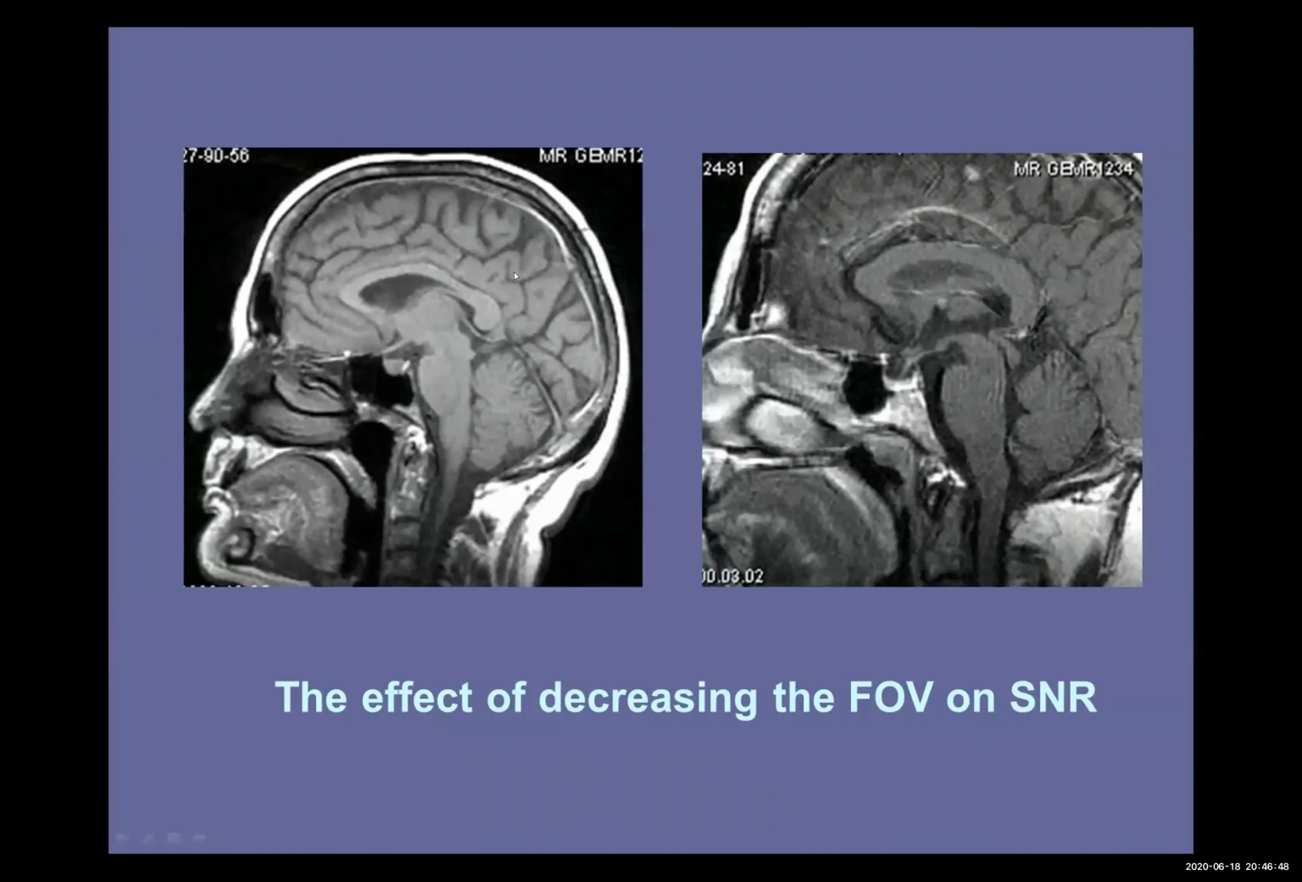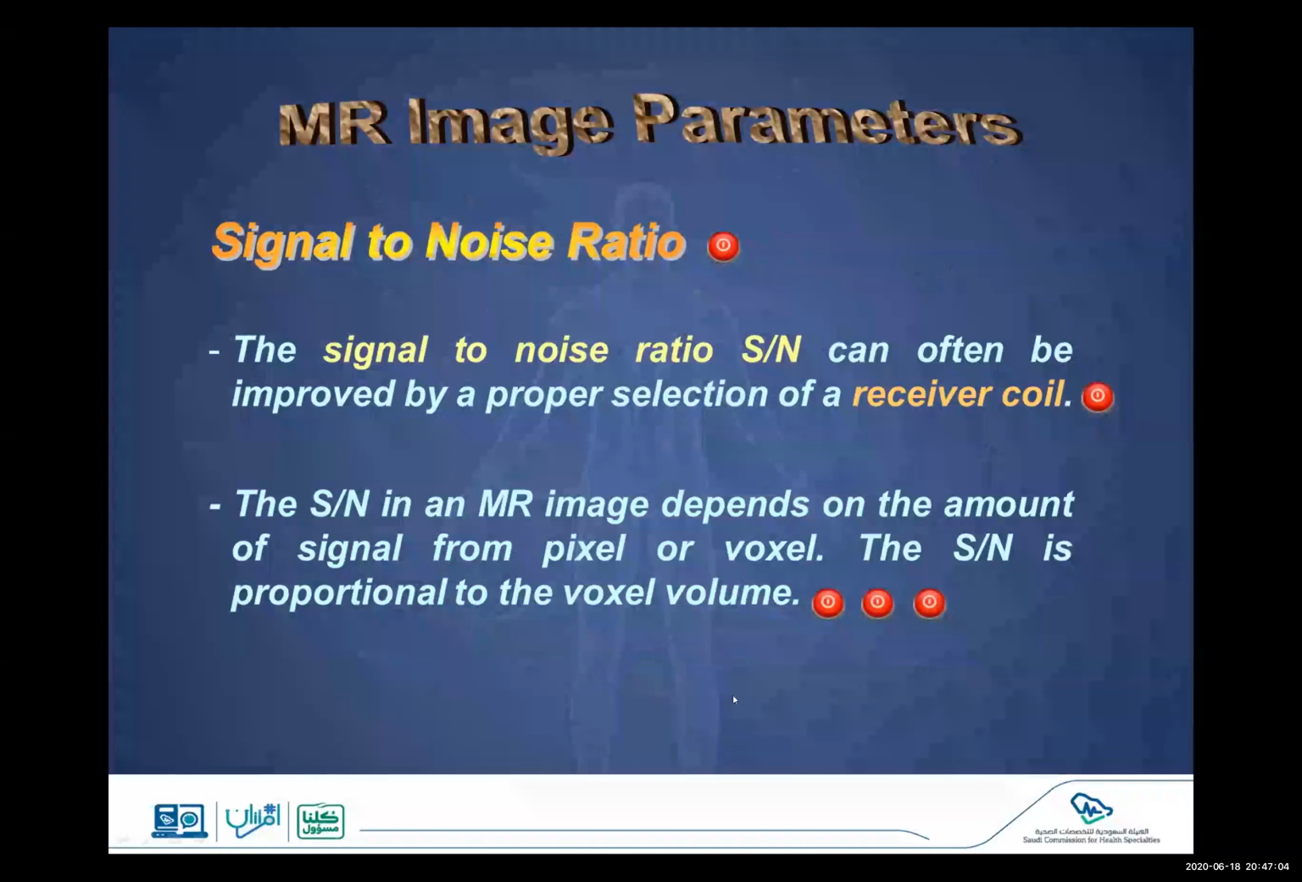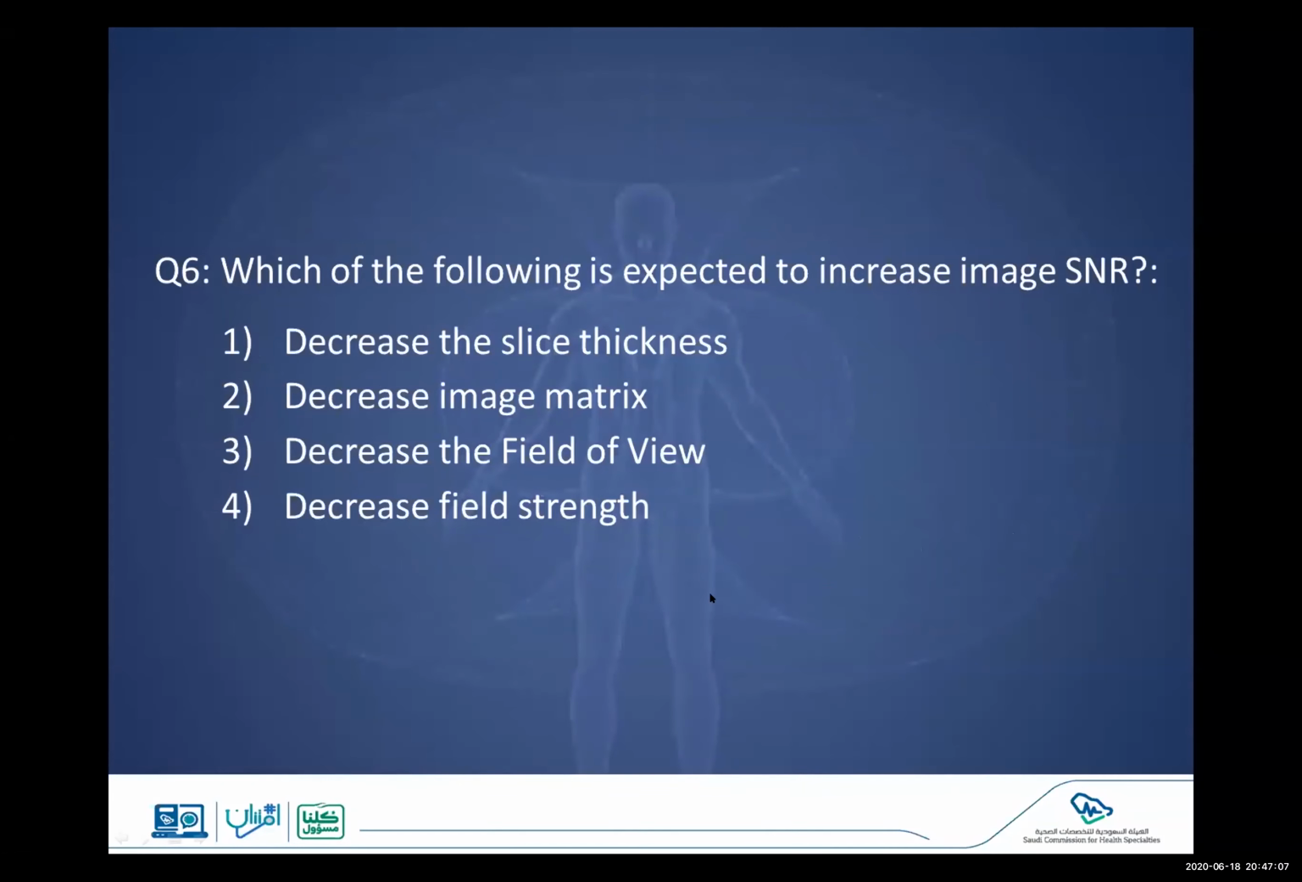So this is an example of the brain with a large field of view, and this is a brain with a smaller field of view. As you can see, those white dots are the noise that we are mentioning. The smaller the field of view, you will have more and more white dots, which is what we refer to as noise. So which of the following is expected to increase image signal to noise ratio? Decreasing the slice thickness, decreasing image matrix, decreasing the field of view, or decreasing the field strength. So increasing SNR, how will you increase SNR?